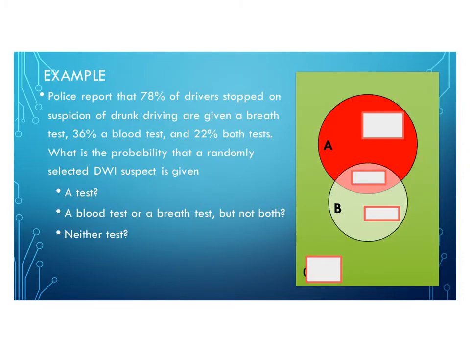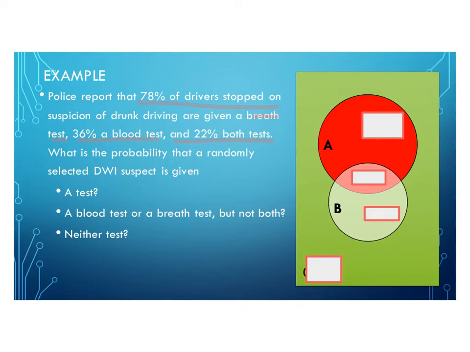So in our first example, we have a police report that 78% of drivers stopped on suspicion of drunk driving are given a breath test, 36% a blood test, and 22% both tests. What is the probability that a randomly selected DWI subject is given a test? Okay, so I see critical information here: we have breath test, and then we have blood test, and then I see both.